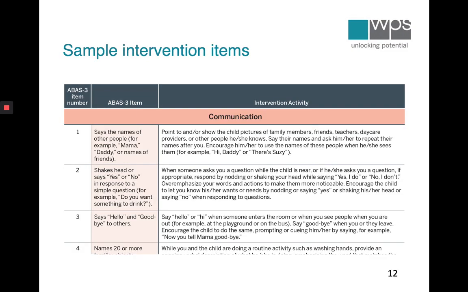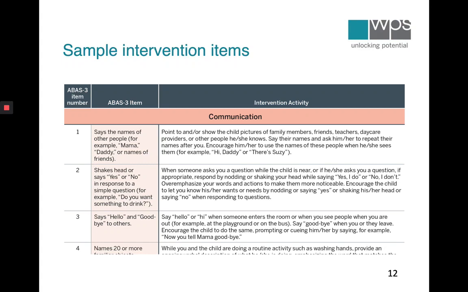And what I was referencing earlier, here's a sample intervention item. So after you finish scoring the ABAS-3, by using the intervention planner, it has a specific intervention activity tied to each of the ABAS-3 items. And this is simply items that you can use in your recommendations to really make sure that you're giving skill-specific and targeted recommendations.